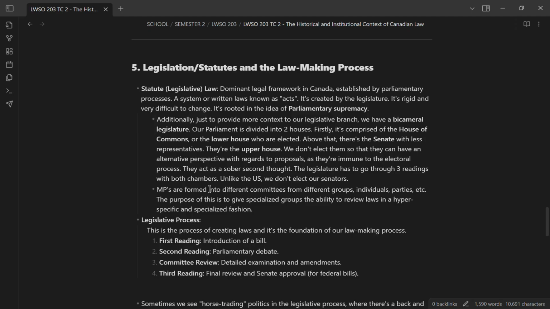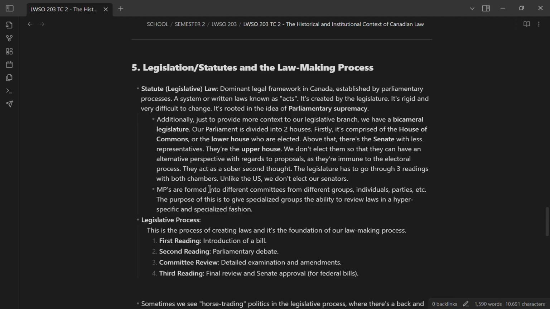So again, we have our statute laws rooted in parliamentary supremacy. It's ultimate authority. Very rigid, very difficult to change. We have 2 different houses within our legislative branch, which makes up our bicameral legislature: the House of Commons, which is the lower house, and the Senate, which is the upper house.